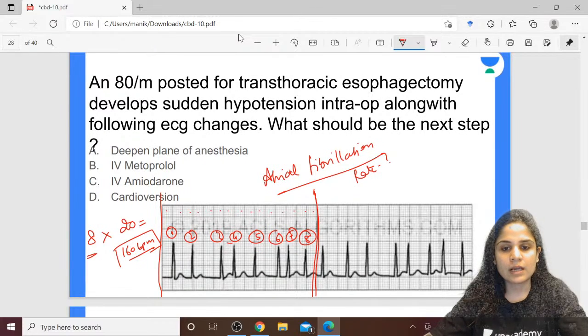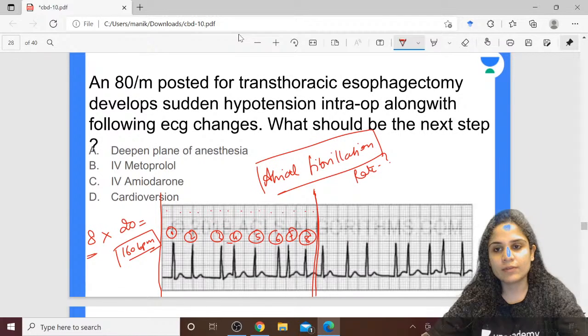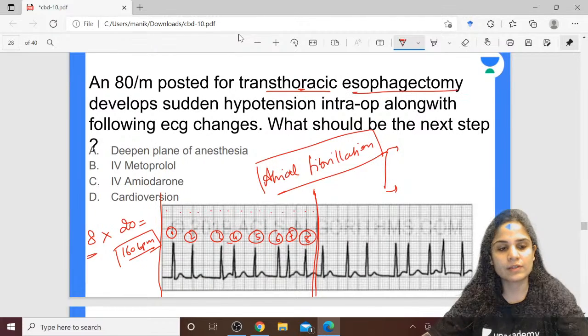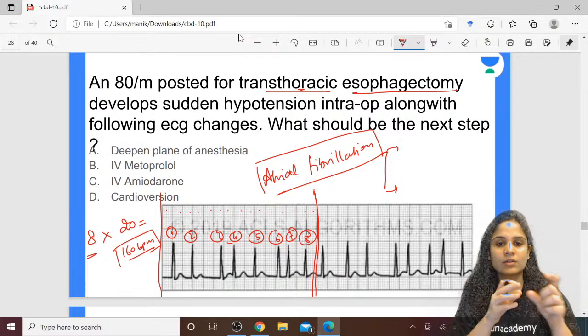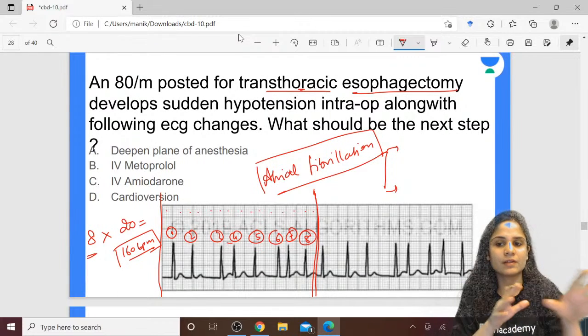Now I have diagnosed that this patient has atrial fibrillation. Now if he has atrial fibrillation, how do I take care of him? First of all, the cause of atrial fibrillation over here is very obvious. You are doing a transthoracic esophagectomy. You are handling the esophagus through a thoracic incision. So your esophagus is close to your heart. So your retractor or your surgeon's hand, something must have irritated the heart.